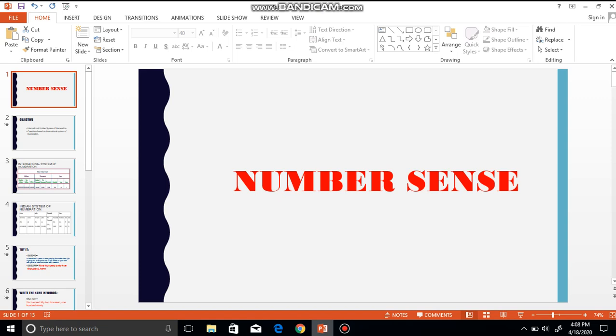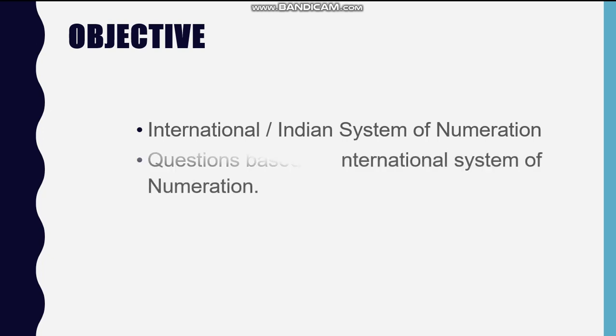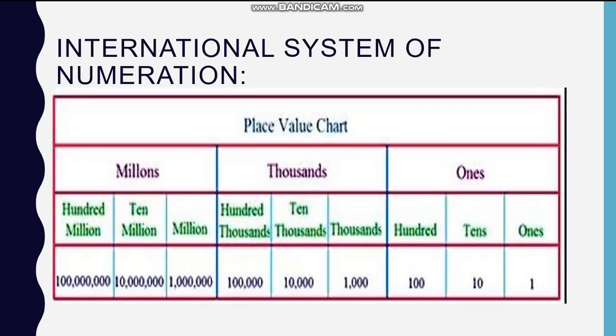Friends, today I am going to start number sense. This is the first chapter of grade 6. So let's start. We will see what we have to cover today. Today's objectives are the international and Indian system of numeration. The second objective is questions based on the international system of numeration. First we will see what the international system as well as the Indian system of numeration is. Then we will solve a few questions based on that.